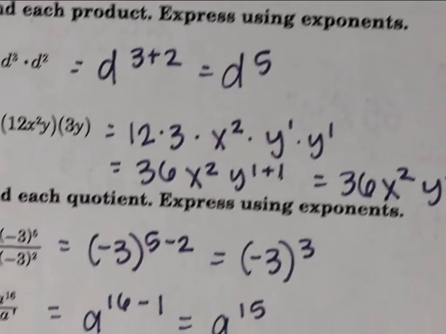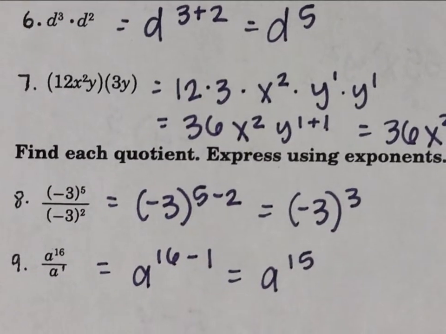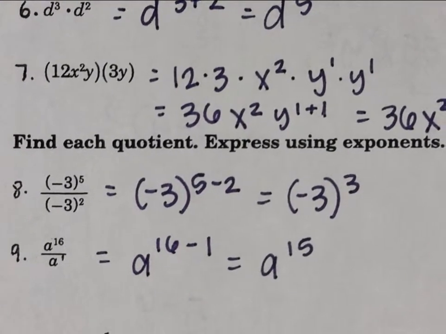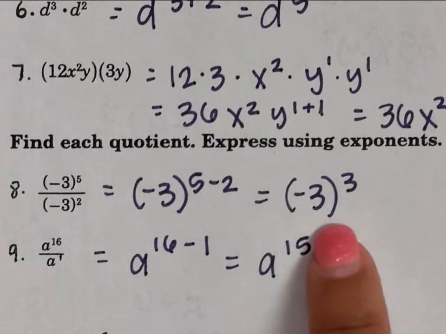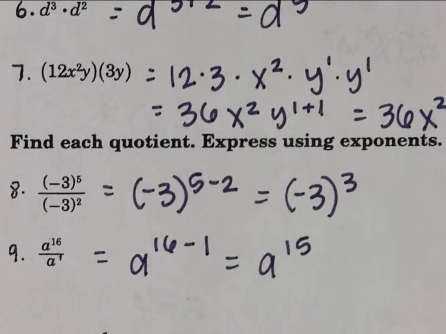All right, number 8. When we're dividing powers, what do we do to those exponents? You subtract them. So negative 3 to the 3rd power. Remember, keep that negative 3. Just keep that base how it is. Don't change the base. And number 9, a to the 16th over a. That a is actually to a power of 1. So that means you've got a to the 16 minus 1. So a to the 15th.